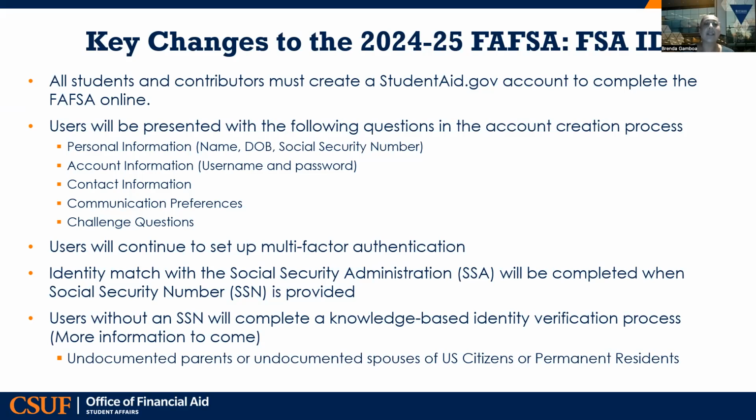Users will continue to set up a multi-factor authentication. Identity match with the Social Security Administration will be completed when the Social Security number is provided. Users without a Social Security number will complete a knowledge-based identity verification process. This is more to come. The Department of Education has not released what this means just yet. So this will affect undocumented parents and undocumented spouses of U.S. citizens or permanent residents.